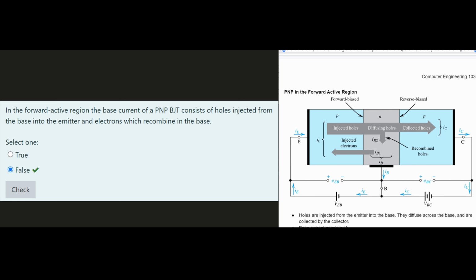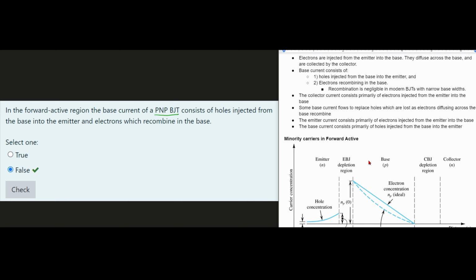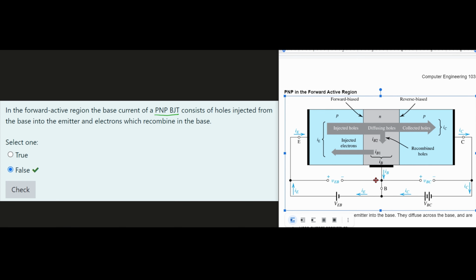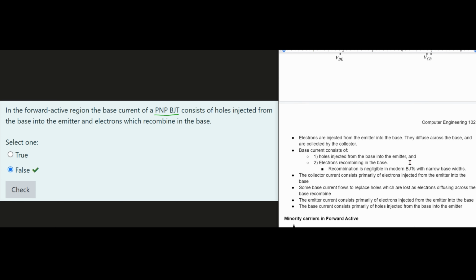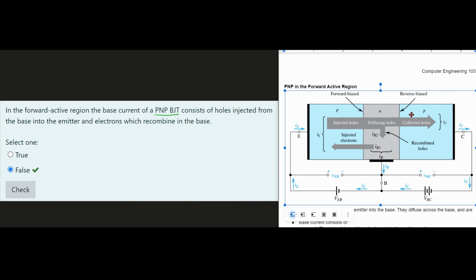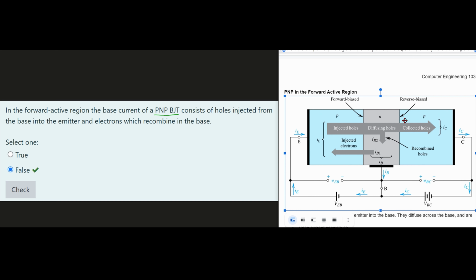In the forward active region, the base current of a PNP BJT consists of holes injected from the base into the emitter and electrons which recombine in the base. So previously we've looked at NPNs. Well, this is our PNP, and it's a little bit different from our NPN, which is what we have up here. So if we go back down here, we have injected holes, where previously we had injected electrons. Now we have diffusing holes, where previously we had diffusing electrons. So we also have collecting holes, and previously we've of course had collected electrons.